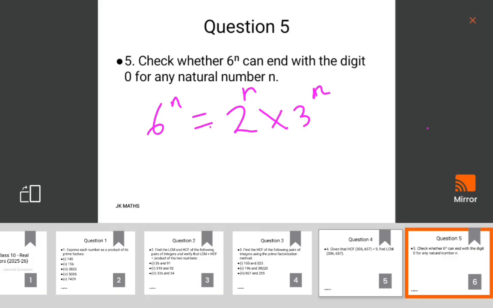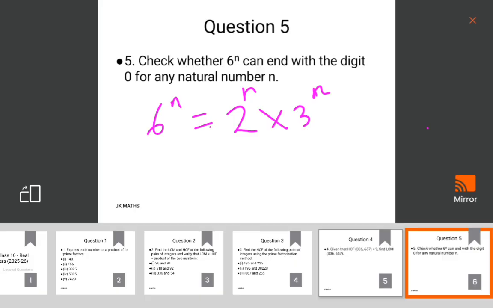So for any number to end with 0, it must contain 5 as its prime factor. For example, let's take 10. What is the prime factorization of 10? That is 2 into 5. It contains 5, so it can end with 0 and can be divided by 5.